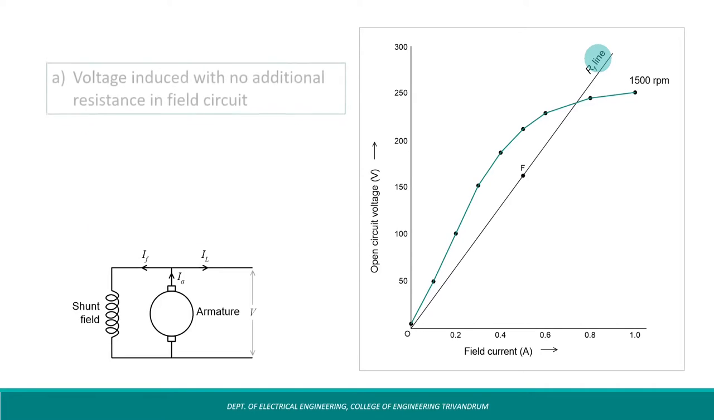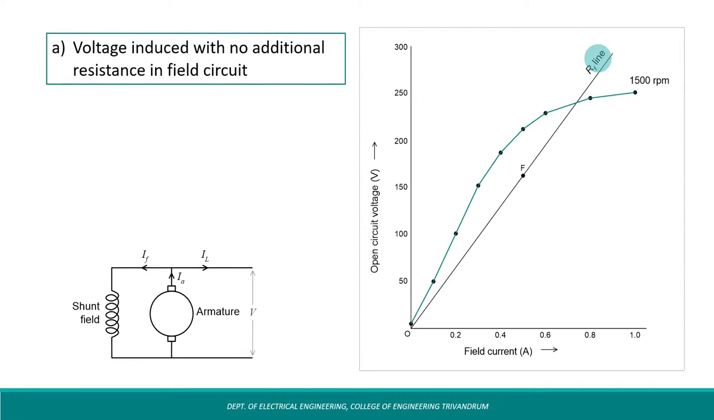Now we can try to find out the voltage induced in the armature with no additional resistance in the field circuit. See that the shunt field winding is connected in parallel with the armature. The developed voltage is obtained from the point where the RF line cuts the OCC. And we can find this voltage as 240 volts from the graph.